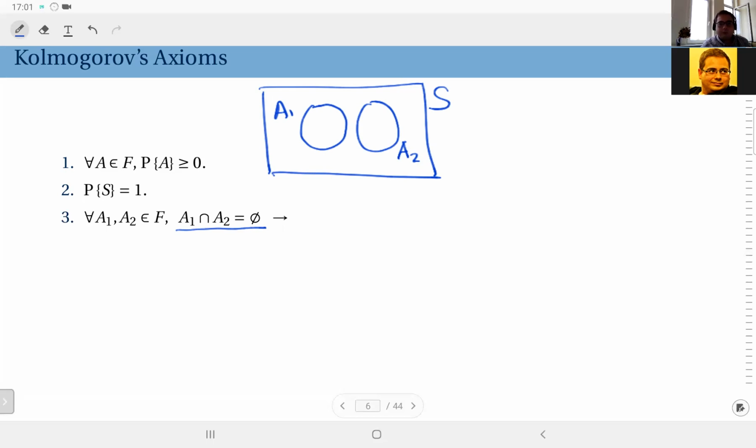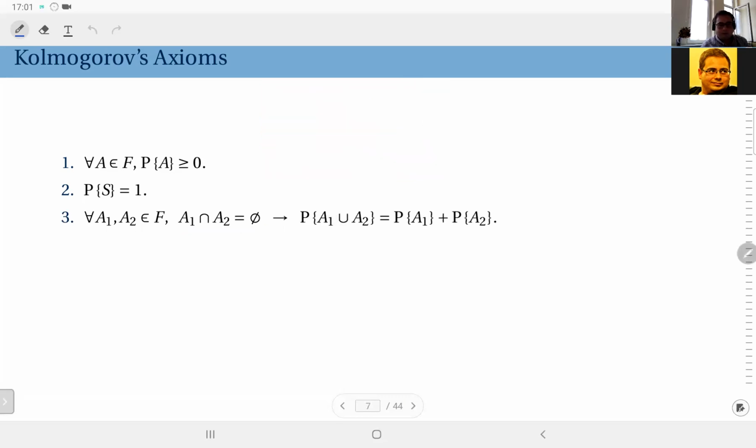There is no intersection between them. If this is the case, the probability we assign to the union, this event here, must be equal to the sum of the probabilities of the individual events, as stated here. The probability of the union is equal to the sum of the individual probabilities. Now, this is for two disjoint events. And of course, as the for-all qualifier indicates here, this is true for any such pair of disjoint events.